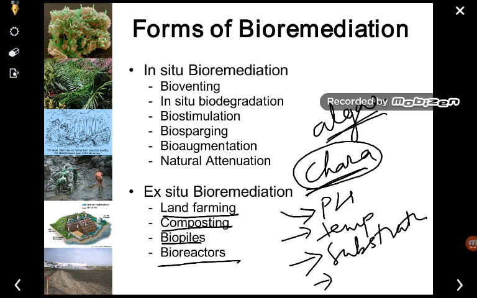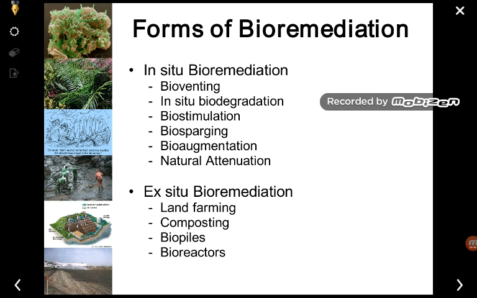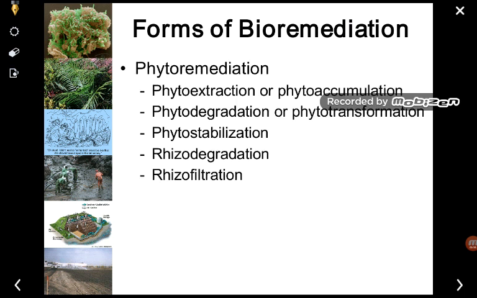So ex situ bioremediation is a type of remediation in which the technique is practiced off site. That includes the bioreactor, composting, and land farming. You have already heard about composting. So composting is again one example of ex situ bioremediation.